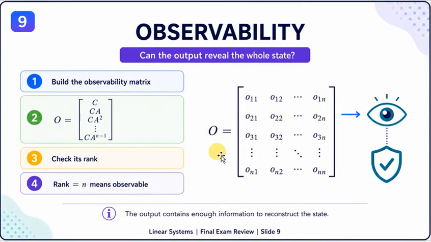Okay, concept number 8 is observability. The question here, can we understand the whole internal state just by looking at the output? And sorry, this is also a Greek letter, like O. This is just for simplification. Here we build the observability matrix using C and the matrix A. If this matrix has full rank, then the system is fully observable.